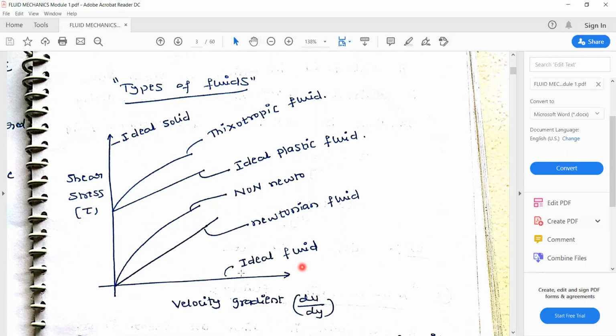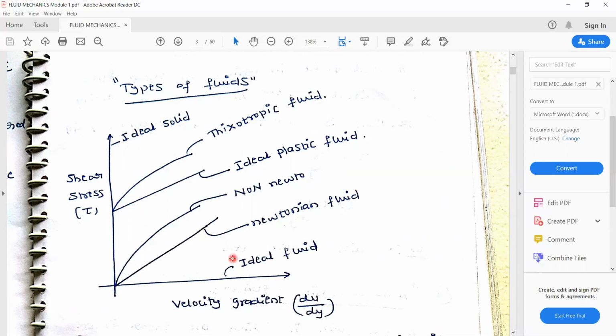What are ideal fluids? For ideal fluids, you can observe here there is no shear stress. Ideal fluid is a type of fluid which does not possess any properties of the fluid. That means this is an imaginary fluid. Ideal fluids are imaginary fluids. This is not available in nature.